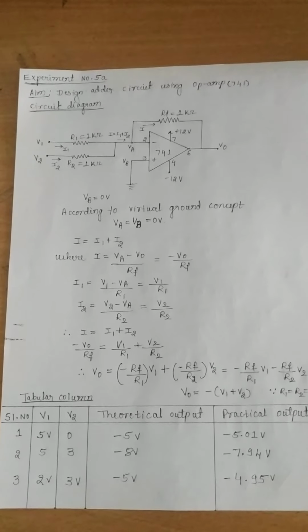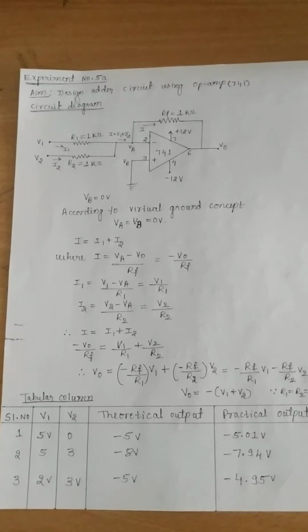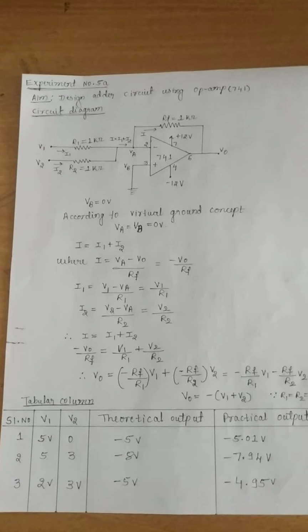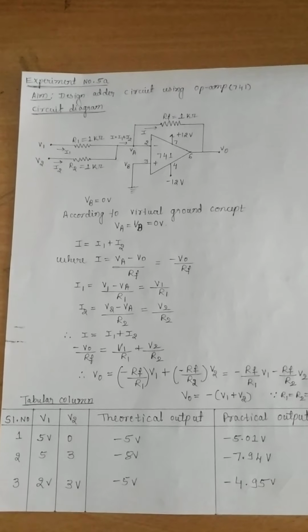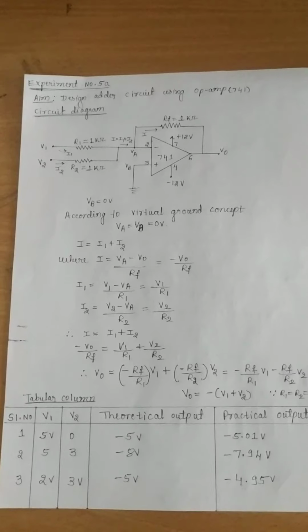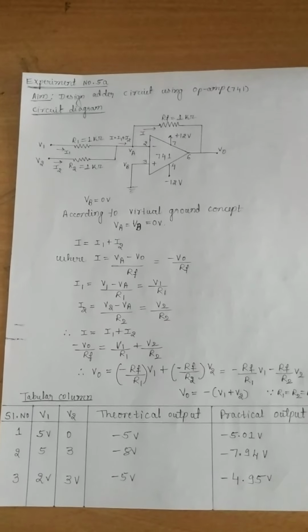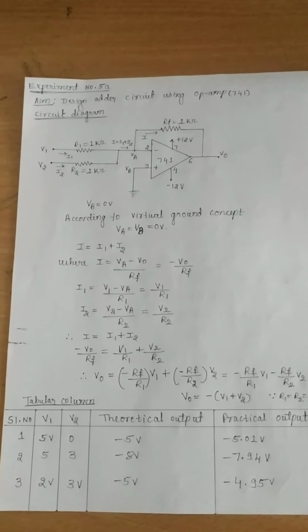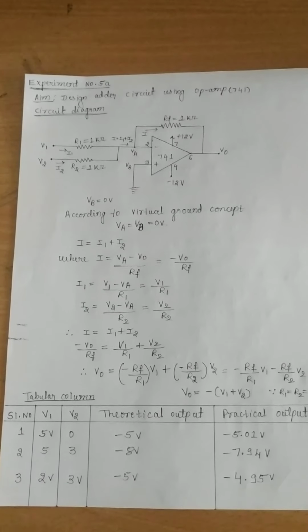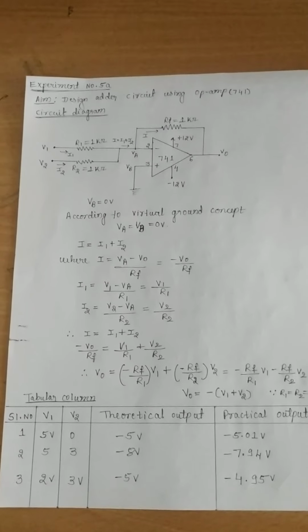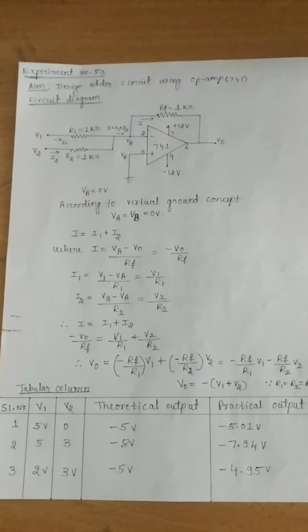Similarly, I1 is the current flowing through resistance R1. I1 is equal to V1 minus VA divided by R1. Here VA is equal to 0, so we get I1 is equal to V1 by R1. Similarly, I2 is equal to V2 minus VA divided by R2, where I2 is the current flowing through resistance R2. Here also VA is 0, therefore I2 is V2 by R2.